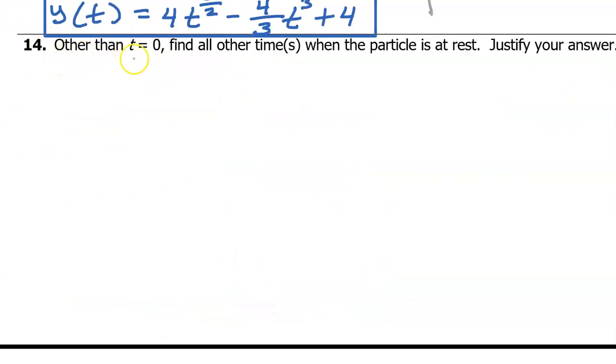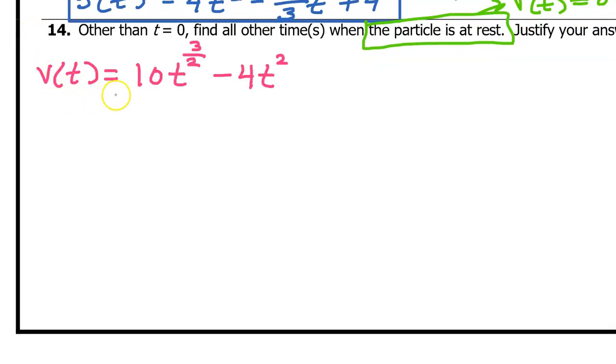Number 14, other than t equals 0, find all other times when the particle is at rest. Justify your answer. When you see the phrase, the particle is at rest, you should be thinking, oh, the velocity is equal to 0. So that's our strategy. Let's take our velocity function, set it equal to 0, and solve. Here's the velocity equation that we found in problem number 13. So let's take this and set it equal to 0.